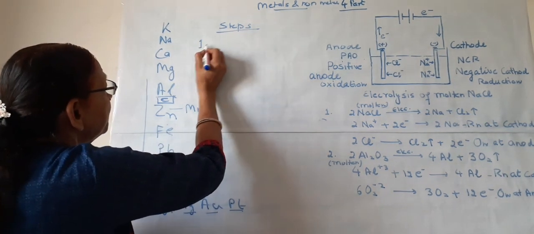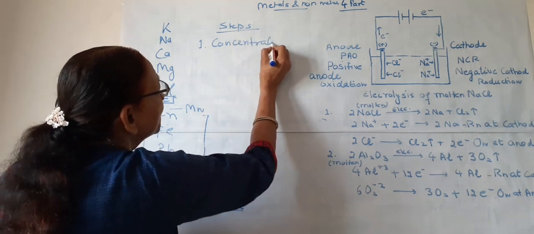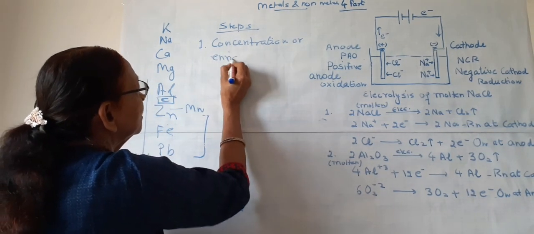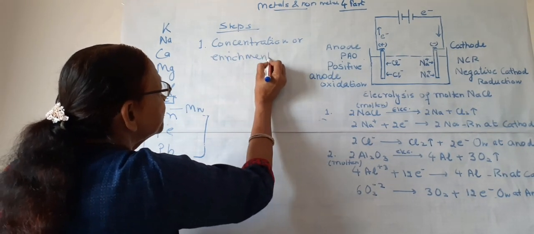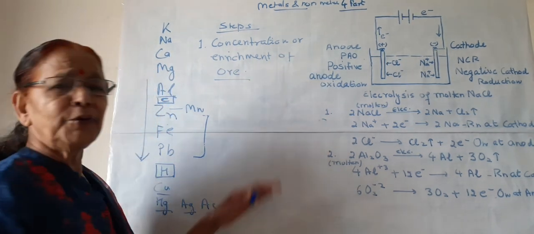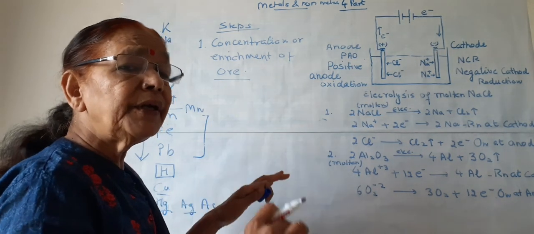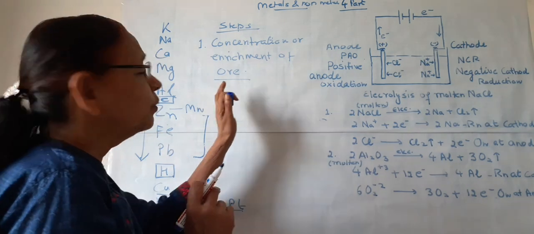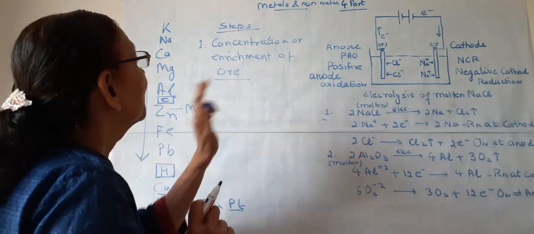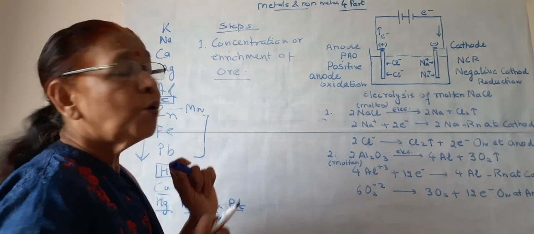The first step is concentration or enrichment of ore. Now all of you know what is ore? Ore is where metal is present in concentrated form. This is one thing, so that it can be extracted with profit and with ease. Now what is concentration or enrichment of ore?